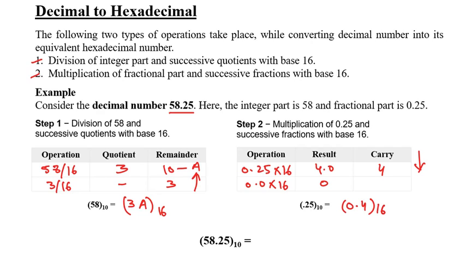At the end, we will combine both the results from step 1 and step 2 to obtain the hexadecimal equivalent of the given decimal number. That is 58.25 base 10 is equal to 3a.4 base 16. So this is how we will convert the given decimal number into the rest of the three number systems like binary, octal and hexadecimal. Simply do the division and multiplication with the base.